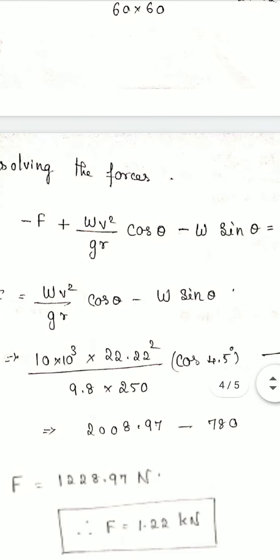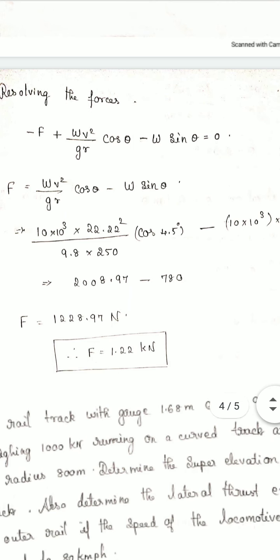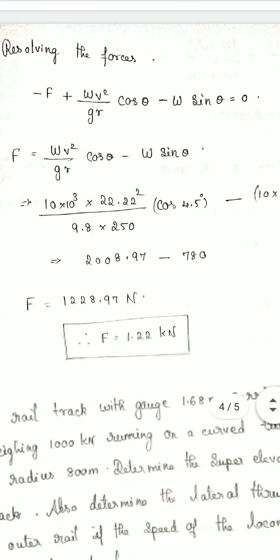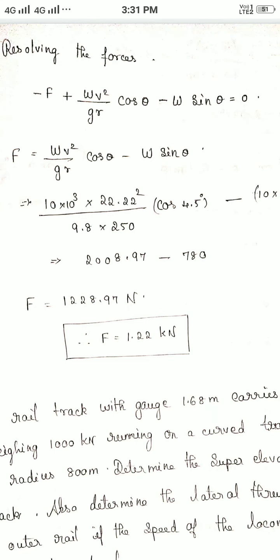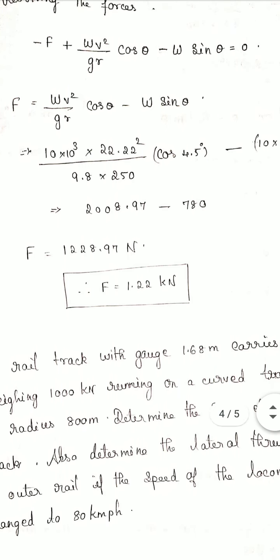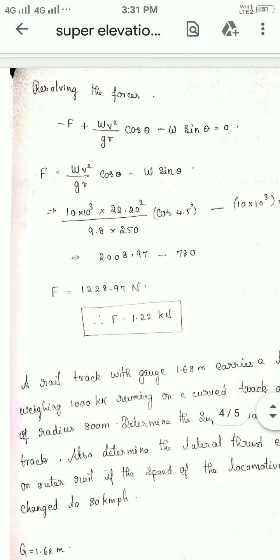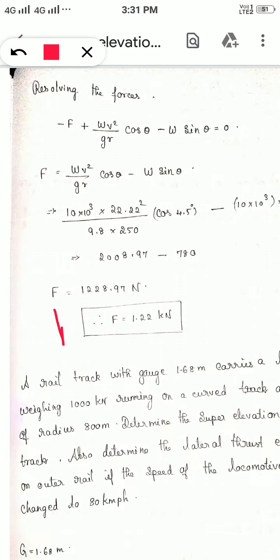So that is what we had mentioned here. Resolving the forces, minus F plus W V square divided by GR cos theta minus W into sine theta is equal to 0. When you substitute the values for everything, W is equal to 10. Sorry, this is not omega, it is your weight. So it is 10 kilonewton, so 10 into 10 power 3. V is your velocity, G is your acceleration due to gravity, and R is your radius. Substitute your theta and find what our thrust value is. That is what is given here. F is equal to 1.22 kilonewton. So this is your answer.